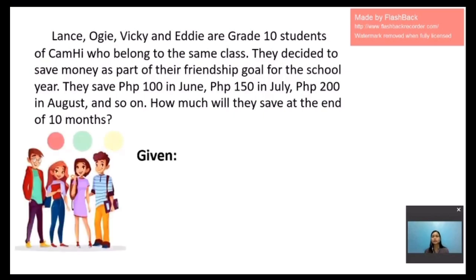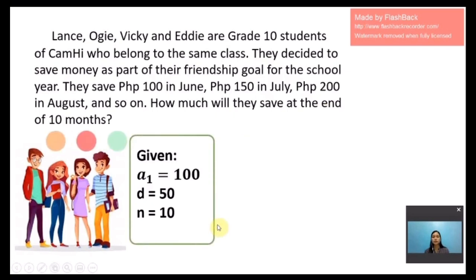So let us first write the given in this problem. We have a sub 1 is 100, d is 50, since we have the sequence 100, 150, and 200, and n is 10, since we are asked to find the savings at the end of 10 months. So these are the given. So what do you think would be the formula that we can use to solve this problem?